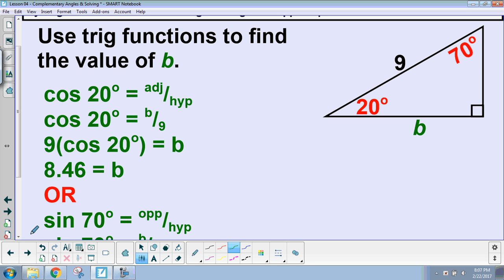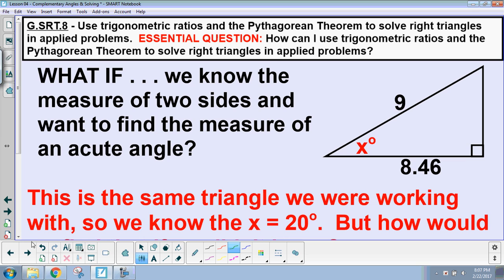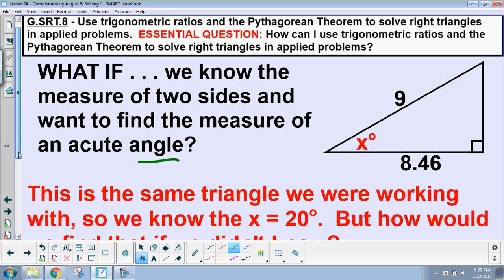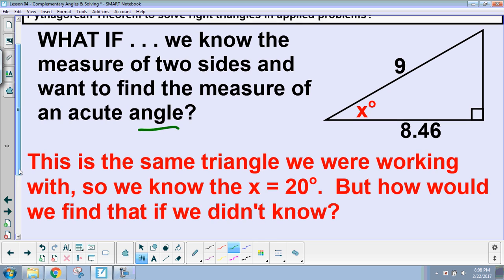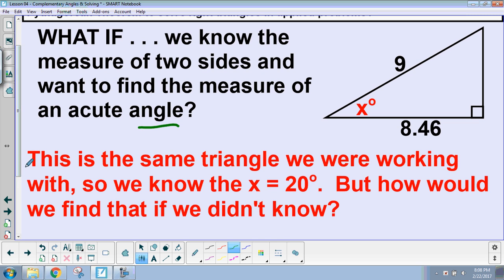What if we know the measure of the two sides and want to find the measure of the acute angle? This is the same triangle we were working with, so we know that x should be 20. Now how would you find it out if you didn't know? This is where trig inverses come into play.